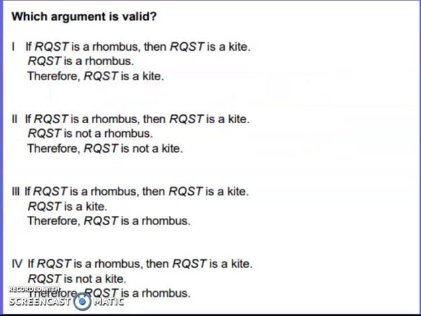Which argument is valid? The easiest way to do a question like this is to try all the different options. So if our QST is a rhombus, and then it is a kite, so that is PQ. Our QST is a rhombus, that is P, therefore it is a kite. Well, looking at my laws on the last page, and this should be a Q, it is the law of detachment.